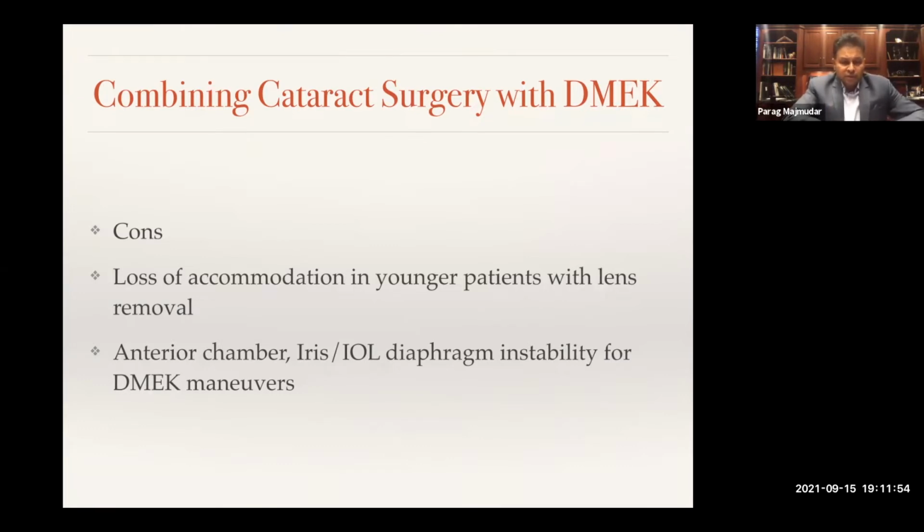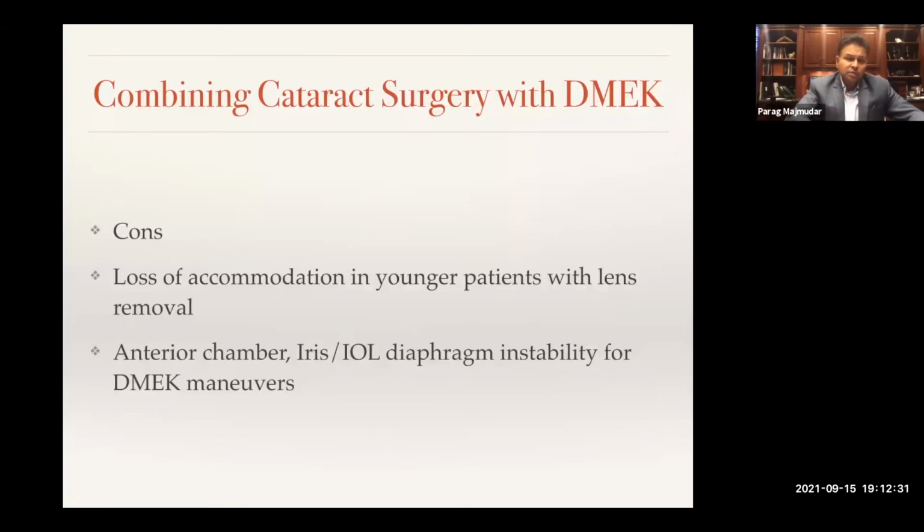The other downside of doing cataract surgery at the time, and I tell my fellows the same thing, is that when you're starting out in your practice, maybe don't pick a combined case for your first few. Let's get comfortable with DMEK. Let's get comfortable in knowing how the anterior chamber behaves, how that iris and IOL diaphragm behaves during the DMEK maneuvers or the DMEK dance and trying to get the graft to unfold. Because there's a lot of nuances there that you're just learning when you're starting out.